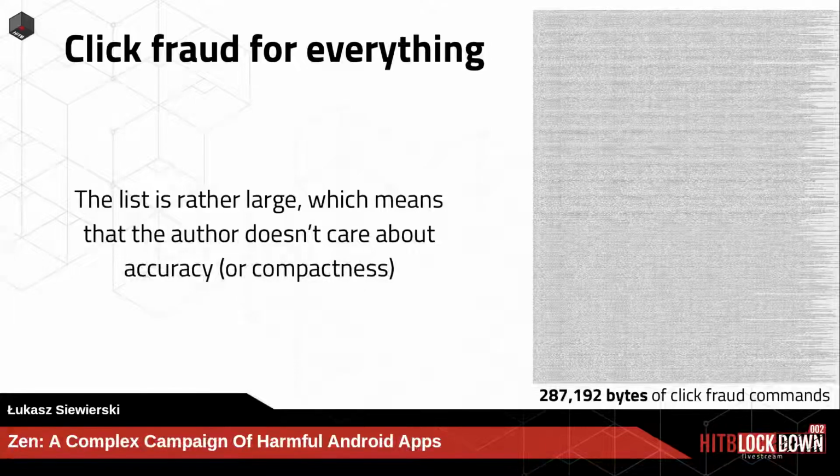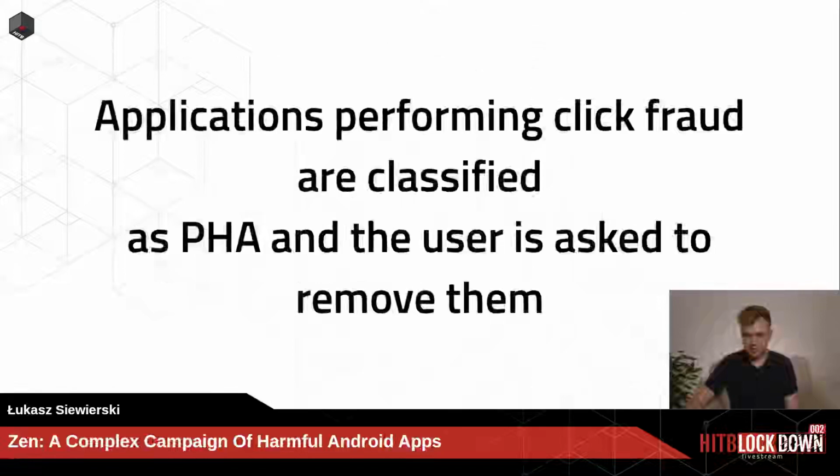It just needs a bit more processing time to go through the whole list and find the elements that match and then click on it. So, as I mentioned, applications that perform click fraud are classified as malicious applications, and you will see the Google Play Protect warning if the app is classified as a potentially harmful application, and then your install process will be interrupted, or you will be asked to uninstall the app from your phone.